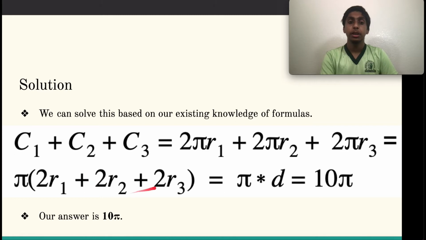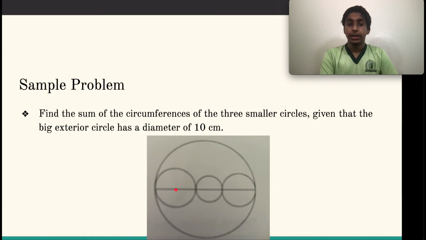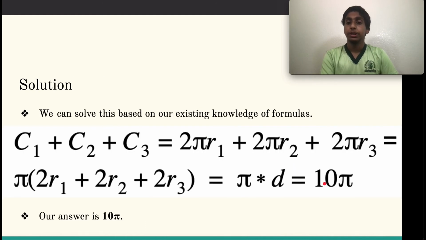which is equal to pi times diameter, right? Because this is my first radius, this small segment that I'm highlighting right now. So 2 times the radius is going to be the whole diameter of this circle. If you do the same thing for the rest of the circles, you're going to add them all up to get the big diameter here that we already know is 10. So that's simply going to be 10 pi. So our answer here is 10 pi.